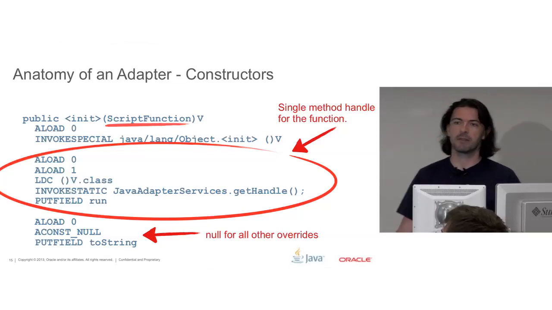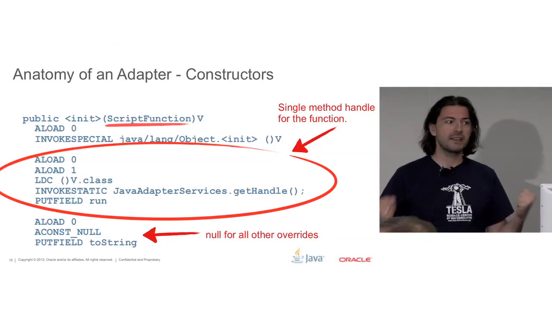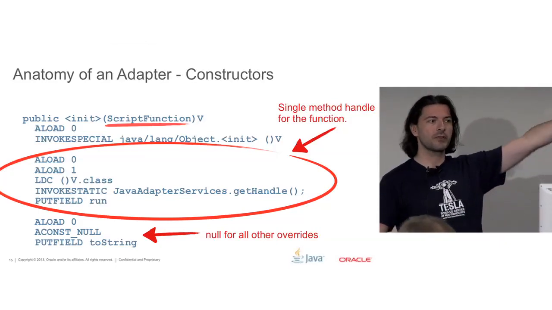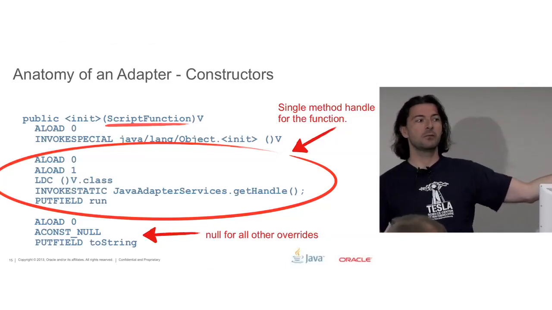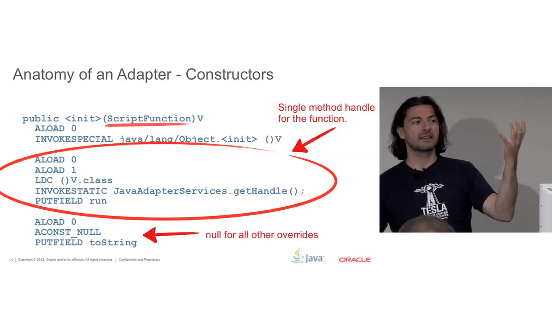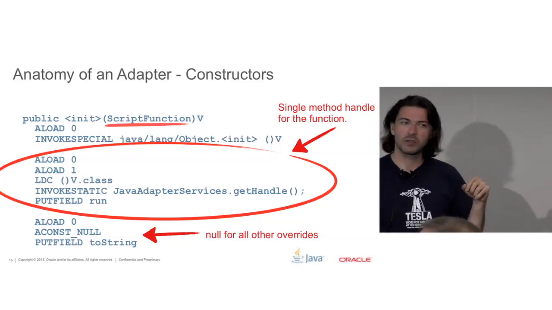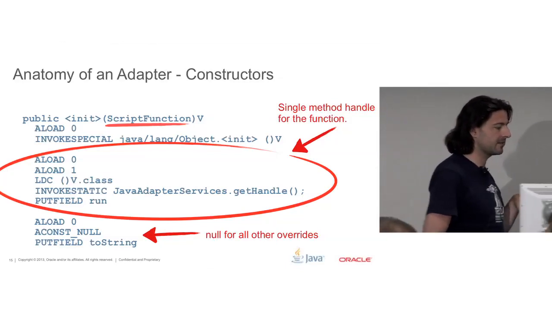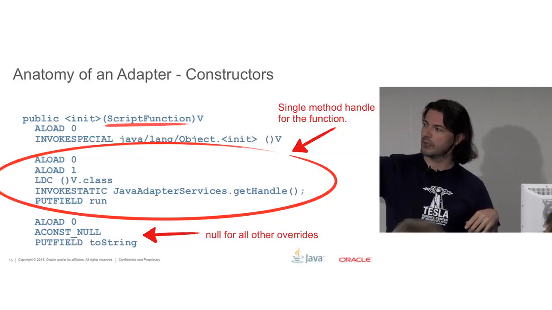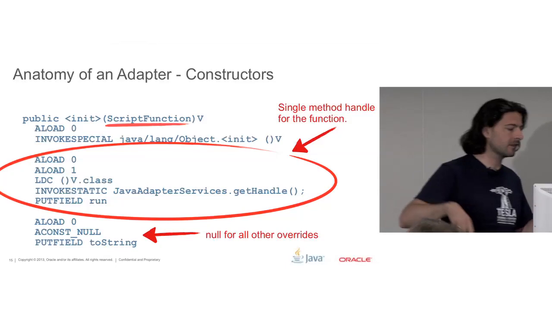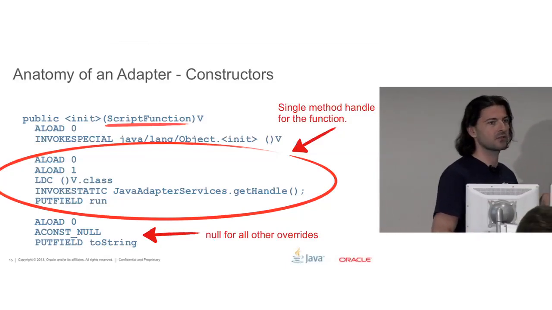If the interface being implemented is a single abstract method interface, then we will generate yet another constructor. So for every original public or protected constructor, we emit one that takes an object, and we might emit another one that takes a script function this time. And in that case, what we do is we associate that single passed function with the actual SAM method. And all the other methods, toString, equals, hashcode and so on, are initialized to null.